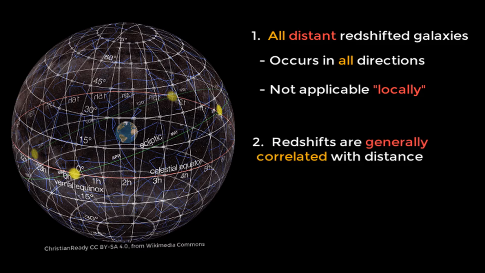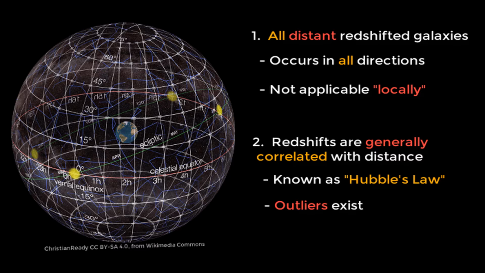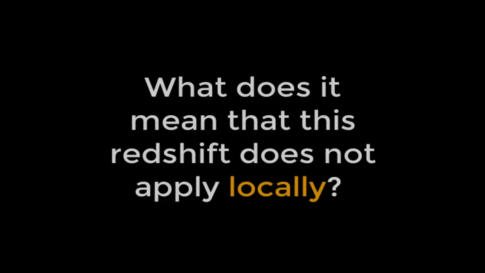Secondly, the redshift of each galaxy is generally correlated with its distance away from Earth. This correlation has become known as Hubble's law, which we have labeled as specifically cosmological redshift. It is important to note that outliers do exist. In other words, there are exceptions, but generally speaking, the trend exists across the vast majority of observed galaxies. But what does it mean that this redshift does not occur locally?